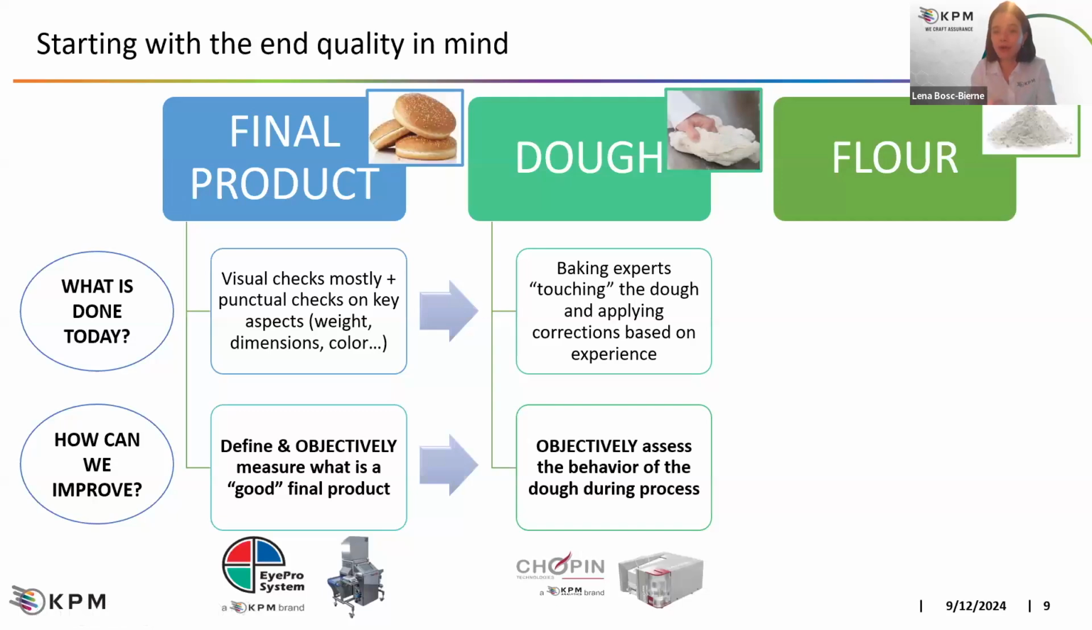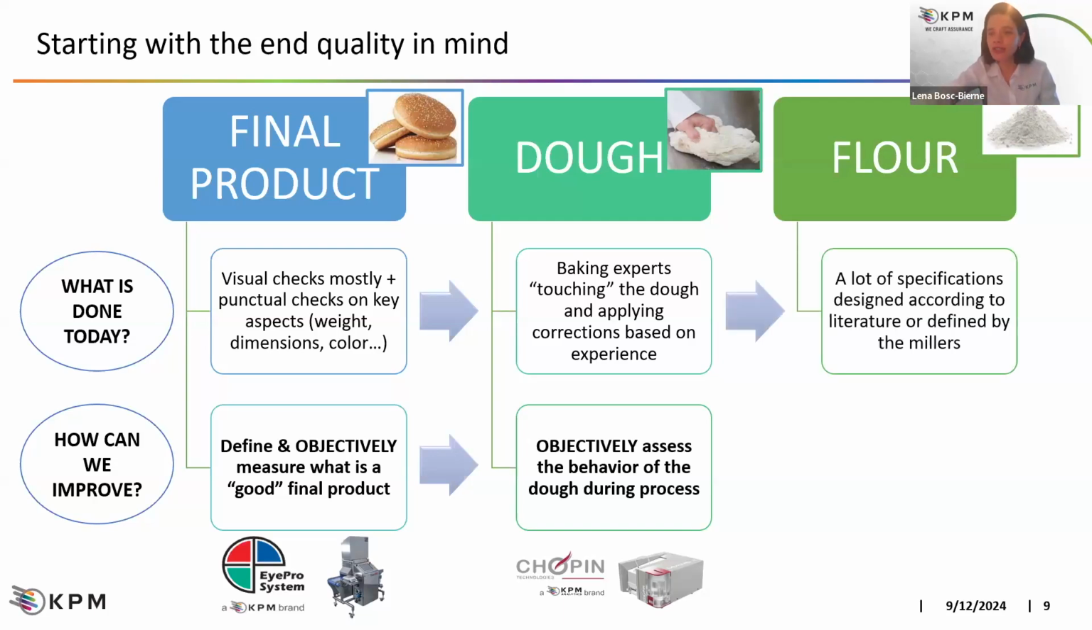And finally, before the dough, what plays a very big role in the characteristics of the dough and can influence the final product a lot is the flour. And here today, what we do is that we have a lot of different specifications: farinograph, extensograph, glutamate, alveograph, protein content, ash content, falling number, and so on. And because we have all of that, we hope that it will work.